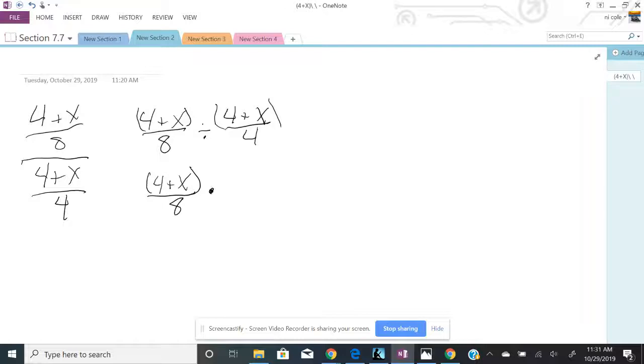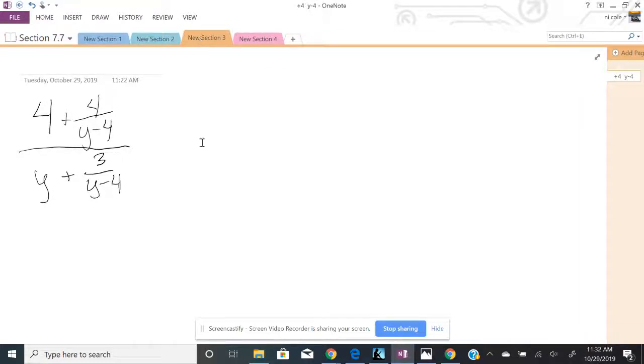Change the division to multiplication, and then let's flip the multiplication. Okay, I can check my crosses. My 8 and 4 have 4 in common, so that becomes 1. That stays 2. And then I have x, 4 plus x, 4 plus x, so my final answer is 1/2.